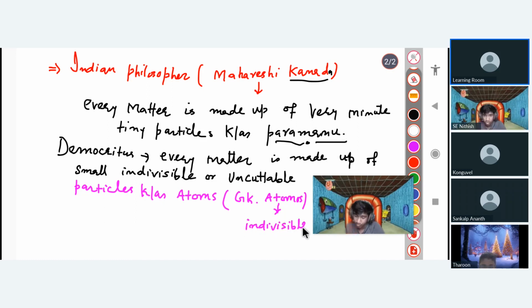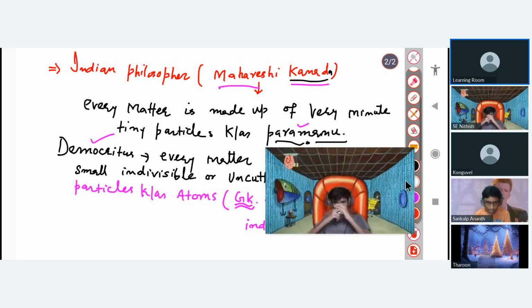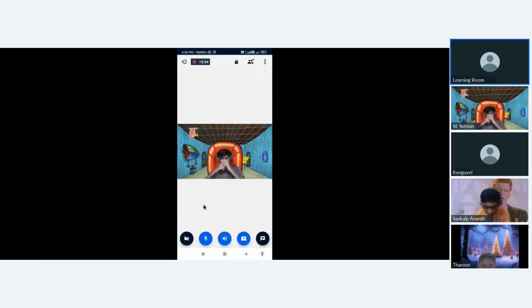Yes, atomos is actually the Greek word which means indivisible or uncuttable. So you have to remember that Maharishi Kanad told that matter is made up of very minute tiny particles known as paramanu, but according to Democritus, every matter is made up of very small indivisible or uncuttable particles known as atoms. Now you have to remember that this atom comes from the Greek word, right?